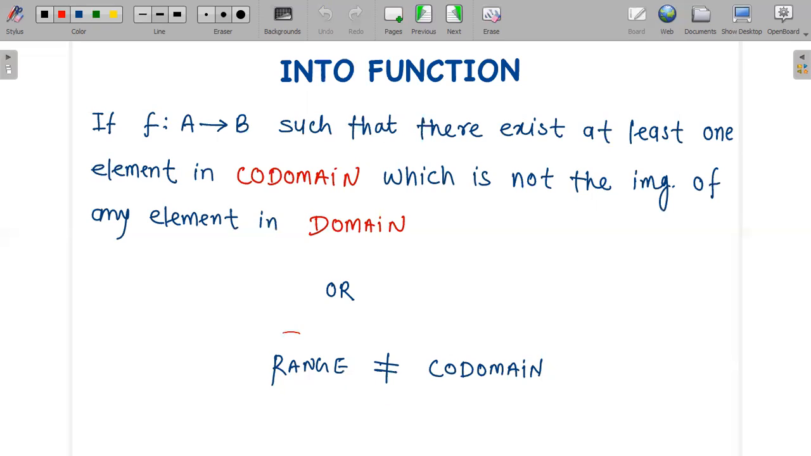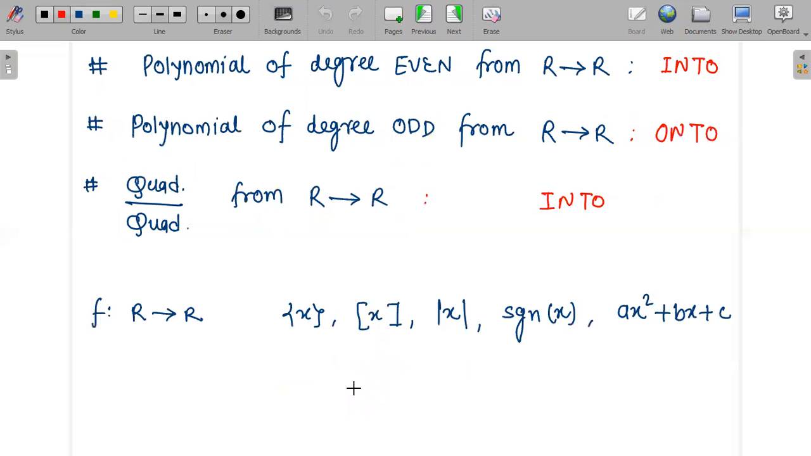So in into, obviously there will be some element in B which will not be the image of any element in set A, or from that non-empty set from which you are defining your function. Or if you want to check your function using the definition of range and codomain, then obviously range will not be equal to codomain. It will always be a subset of codomain.